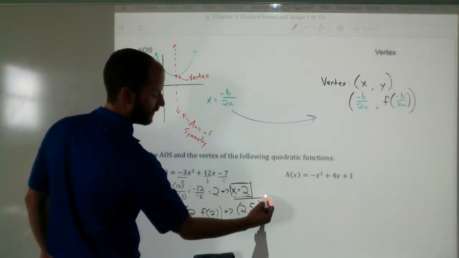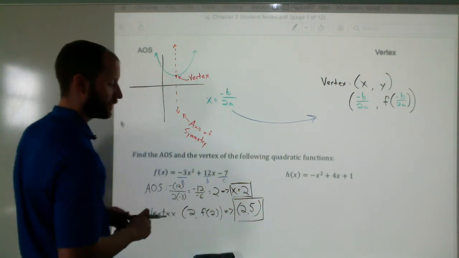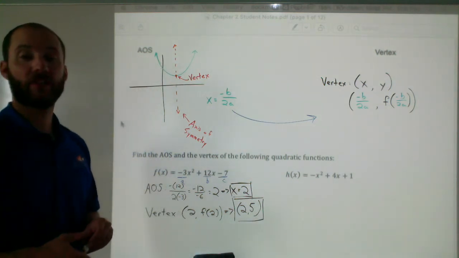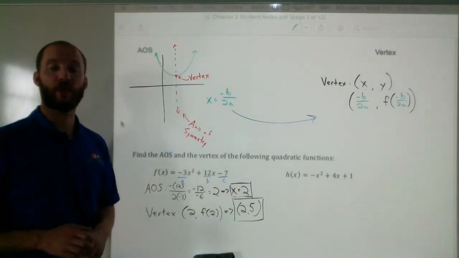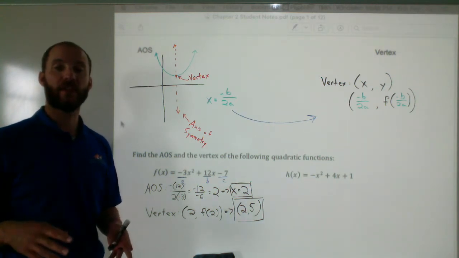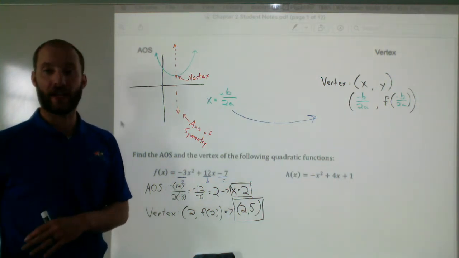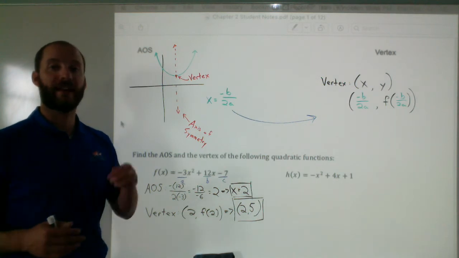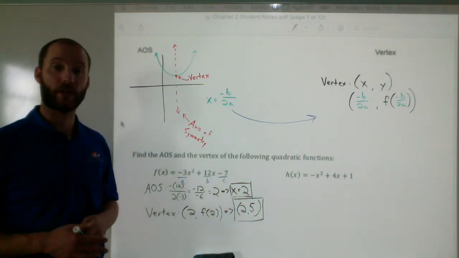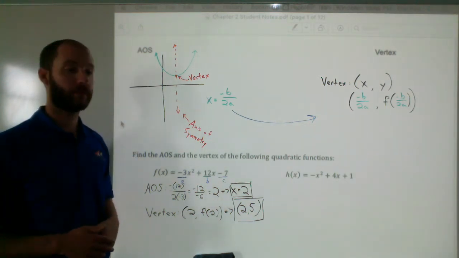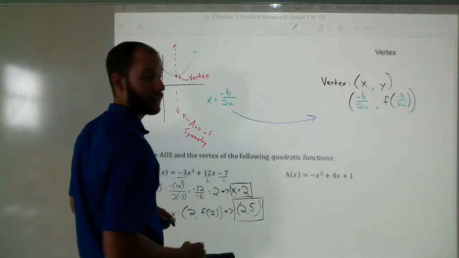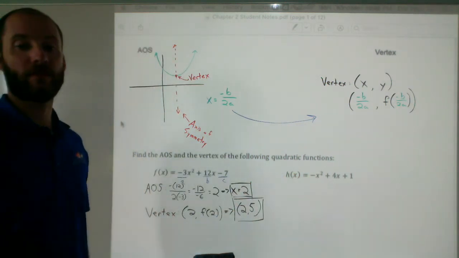So we have our axis of symmetry, and we have our vertex. You use that formula, negative b over 2a, to get your axis of symmetry. That answer is also the x-coordinate of your vertex. Plug that answer into the function to get the y-coordinate of your vertex. This example you can take a look at, check with the completed notes on my website.